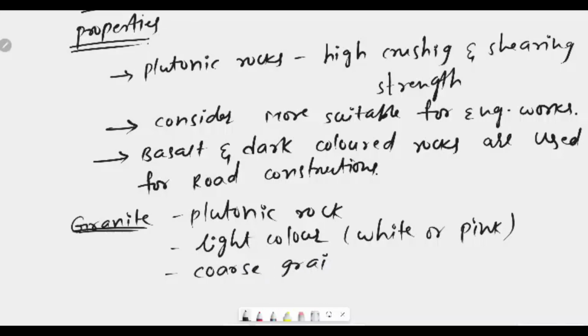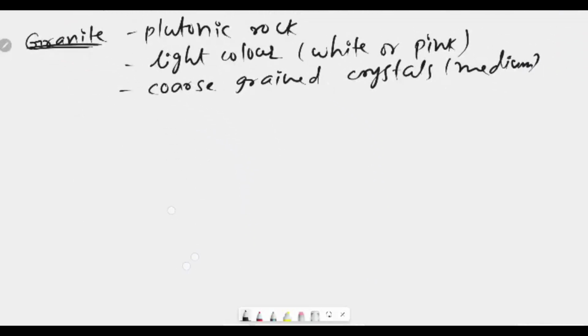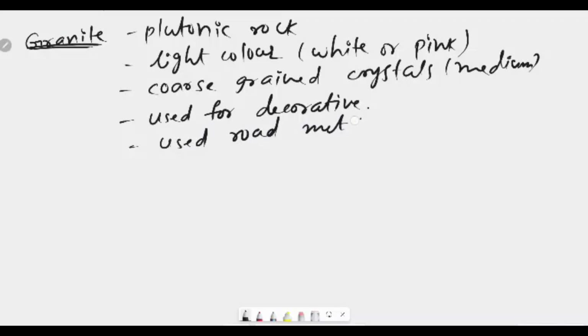Coarse grained crystals. Medium. Not very fine, not very coarse. Medium. It is the most important building stone, and it can also be used for decorative purposes. Next, it is used in architecture and as road metal. Granite is used as a road metal.